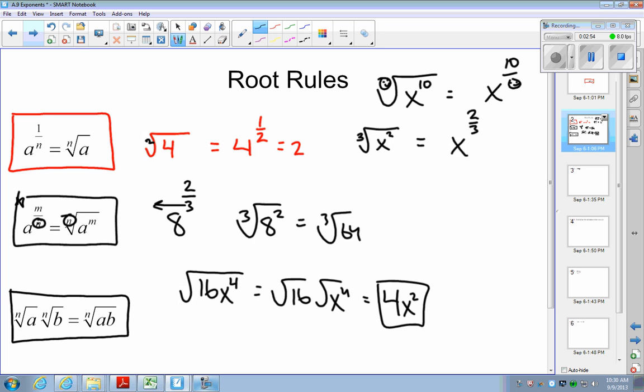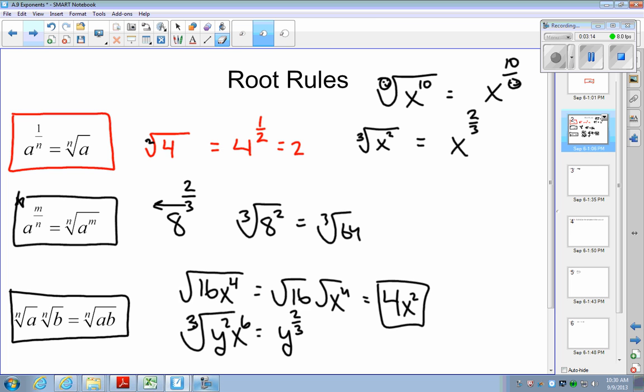Let's say you had third root of y squared x to the 6th. You could break this up into y to the 2/3 power. Remember, the 3 is what's going to be on the bottom. Whatever's out front here in the second rule is what's on the bottom, times x to the 6/3, and this would simplify to y to the 2/3 x squared. And we'll work on all that stuff again. It is a pretty abstract topic, but one of those skill-based things we just need to be good at.